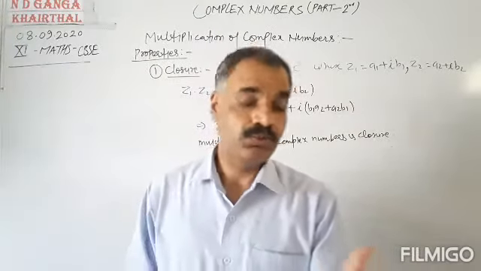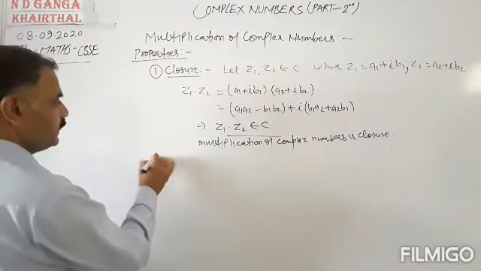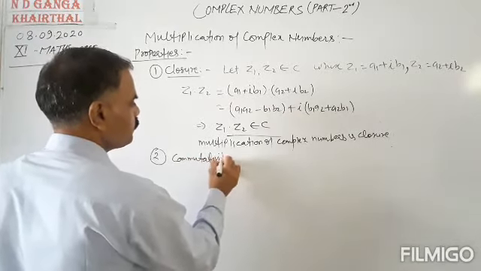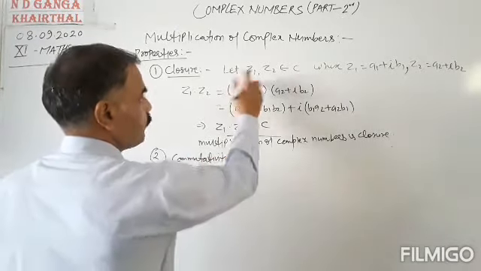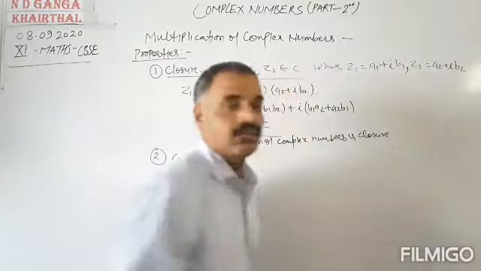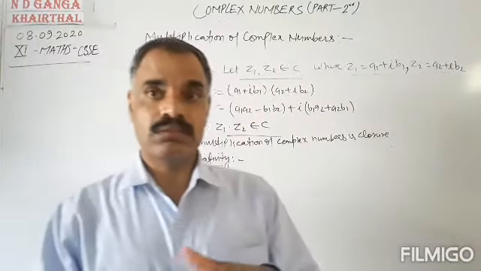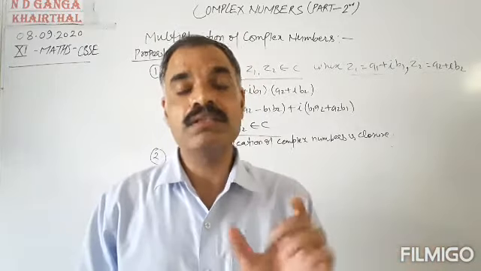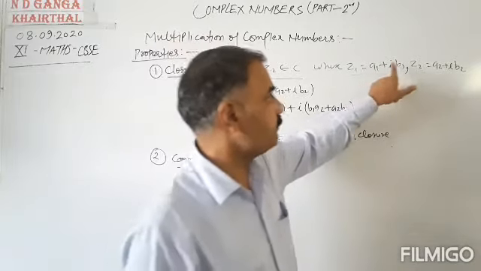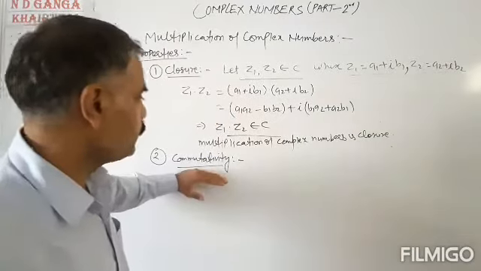Now the next property, that is the commutative property. Okay, so the second property is the commutative property, commutativity of two complex numbers. We will consider the same complex numbers Z1 and Z2 throughout this video, so don't get confused about what Z1 and Z2 mean. Z1 and Z2 are two complex numbers having the form A1 plus iota B1, A2 plus iota B2. Okay, so Z1 Z2 commutativity.